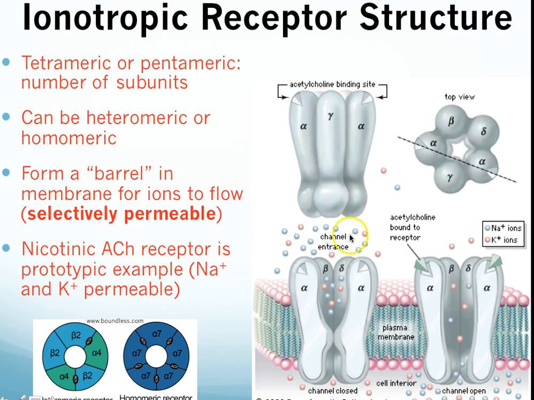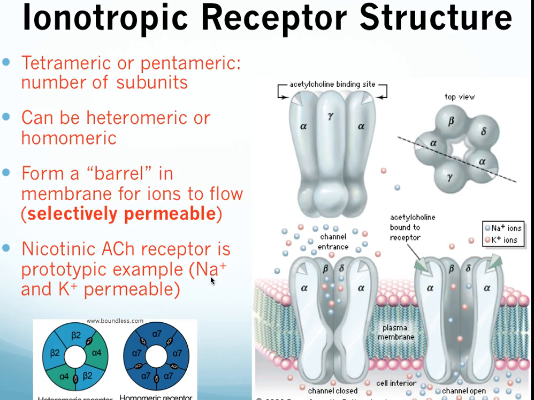Now, in this case, we have acetylcholine. So acetylcholine is binding to what we call a nicotinic acetylcholine receptor. Now, the nicotinic acetylcholine receptor is one of the major, I call it a prototypic example of an ionotropic receptor because it's probably the most well-known, it's the most studied, and this is actually how we learned a lot about what we know about how ionotropic receptors work, through studying acetylcholine receptors.